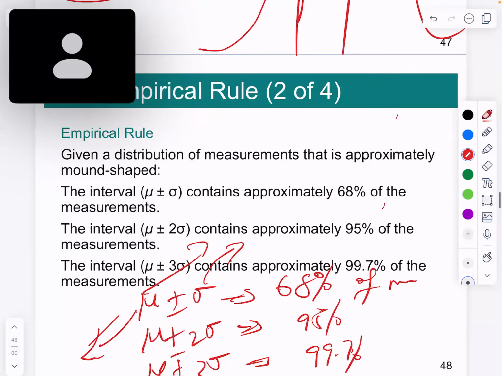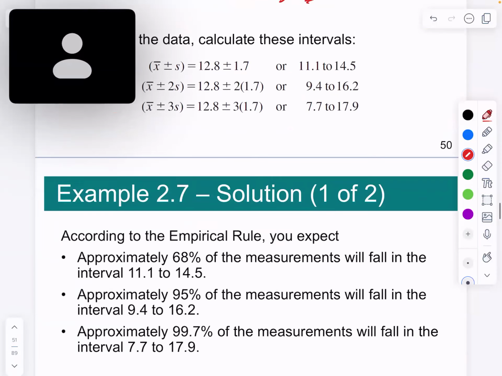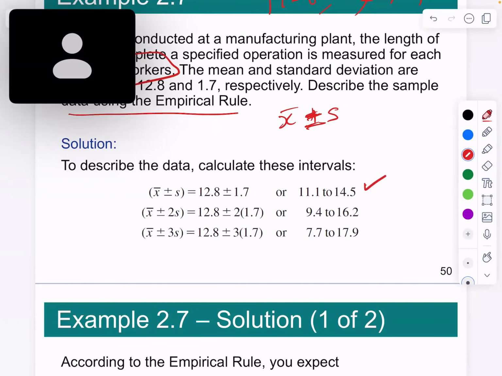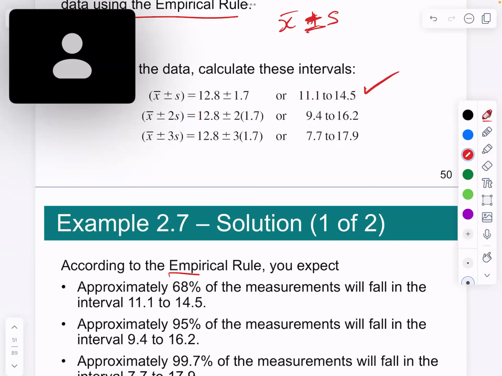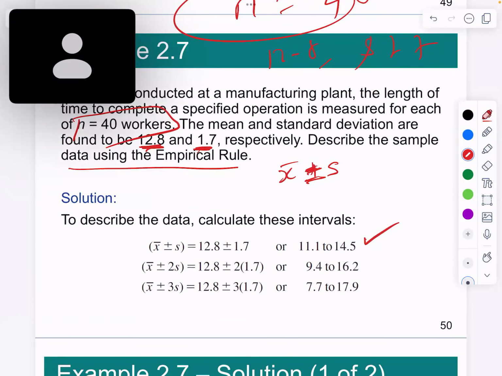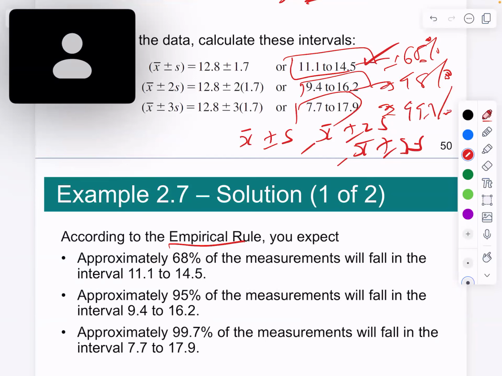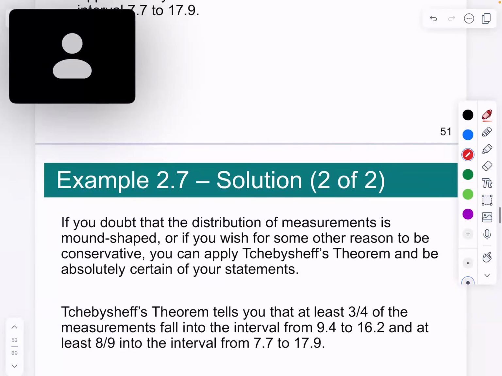Now, the interval says 68% of the measurements fall in this interval. So according to the empirical rule, you remember this will be given to you right here. The values are already here. So all you have to do is look for x bar plus or minus s, x bar plus or minus 2s, x bar plus or minus 3s, and you have them here. These are the intervals. So this interval contains 68% of the sample. The second one contains 95%. And this one contains 99.7%. So I'll go for the third one.